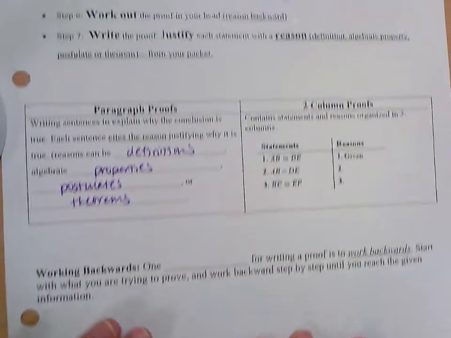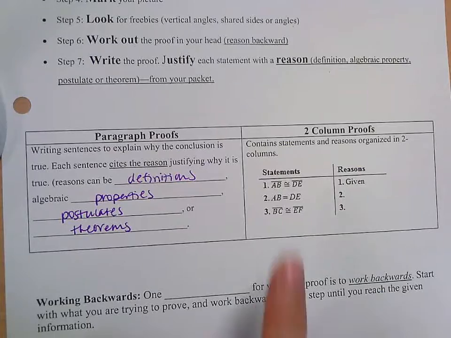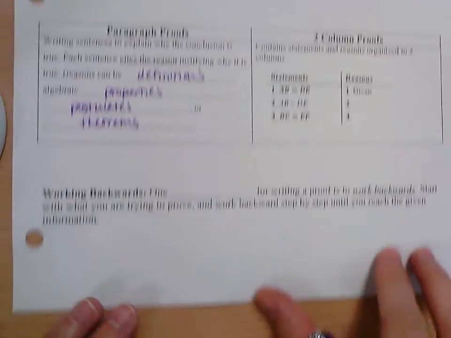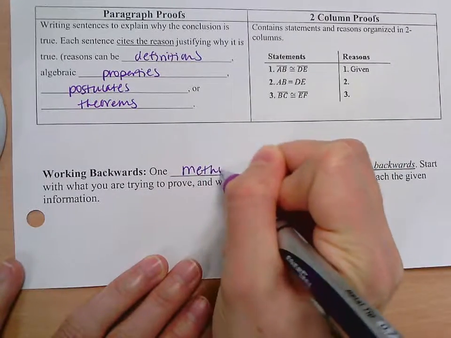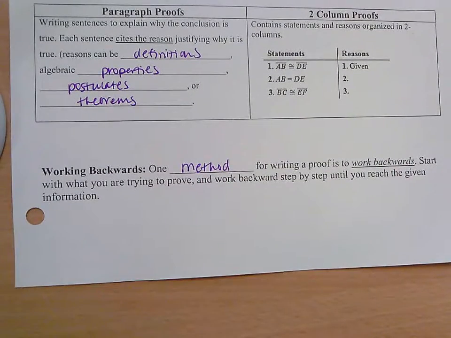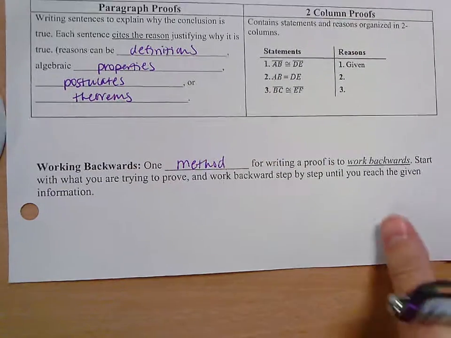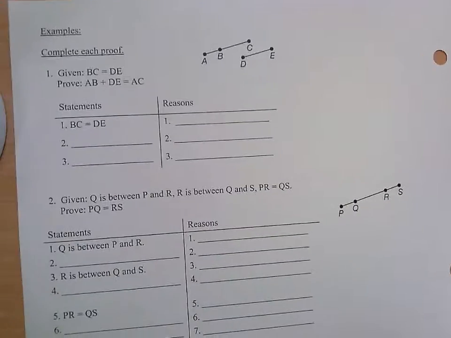And then as was above in step 6, where it said reason backward. So working backwards is one method for writing a proof. Look at what you're trying to prove, work backwards in your head until you reach what's given to see if you can make sense of why that's true. You could also just try to work forward in your mind too. Start with what you're given and try to work it out in your mind before you start writing it down, because the tough part is looking at the reasons. So let's look at some examples.